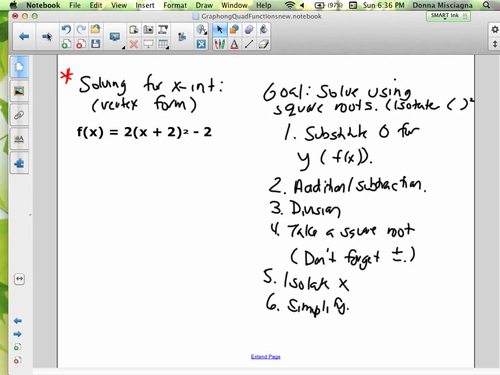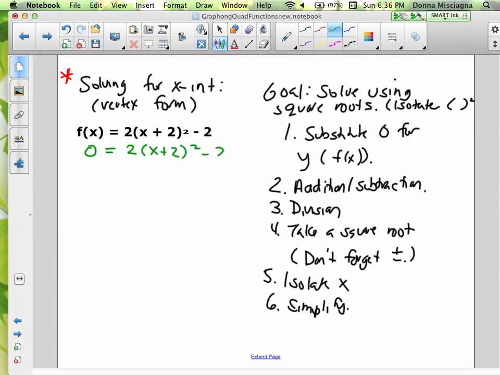So the very first thing we need to do, so our goal, by the way, you can see it up there, we have vertex form. Your goal is to solve using square roots, so we need to isolate the something squared. All right, so we're going to substitute 0 for y or f of x, just like we did before. Because we're looking to see when y is 0, and f of x is the same thing as y. All right, so we have 0 equals 2 times x plus 2 squared minus 2.